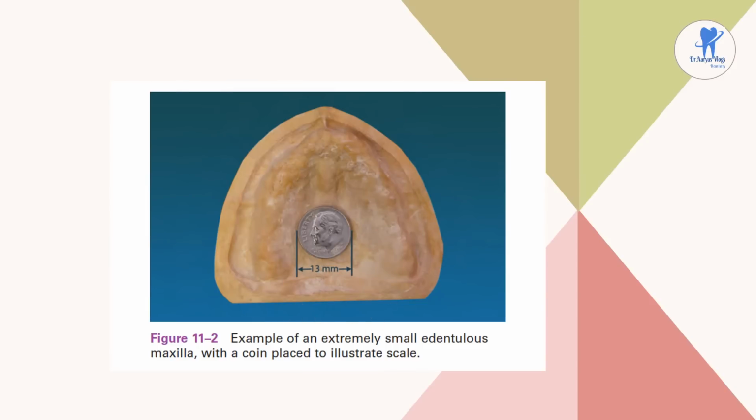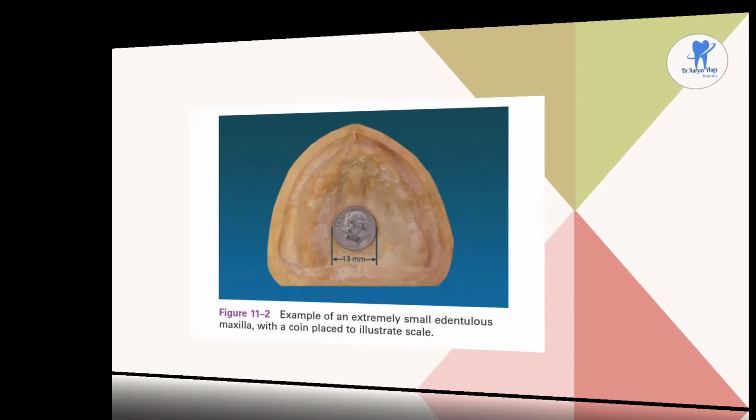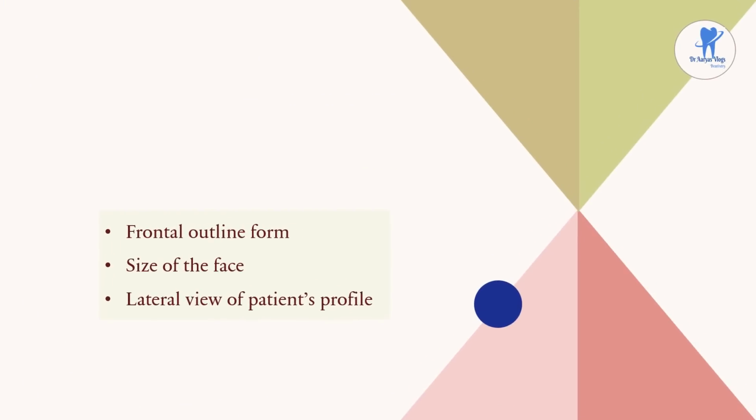In class 3 arches, the mandibular anterior teeth are selected larger than normal, and in class 2, the mandibular anterior teeth are selected smaller than normal. The frontal outline form and size of the face, and the lateral view of the patient's profile, are considered as gross guides in tooth selection. However, there is no scientific evidence to indicate that these are valid guides in the tooth selection process.